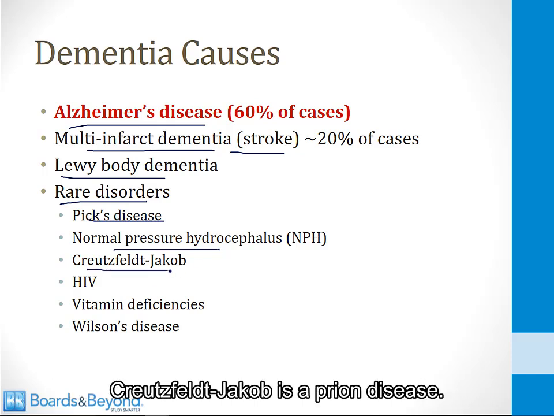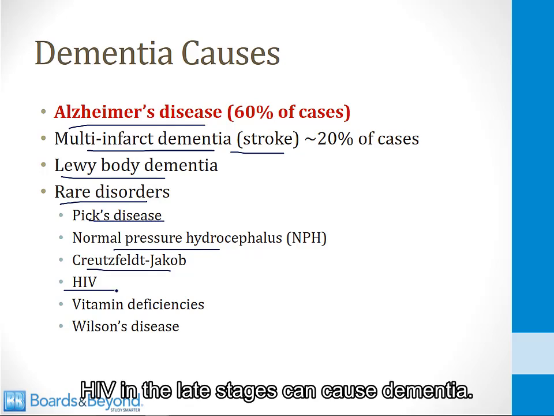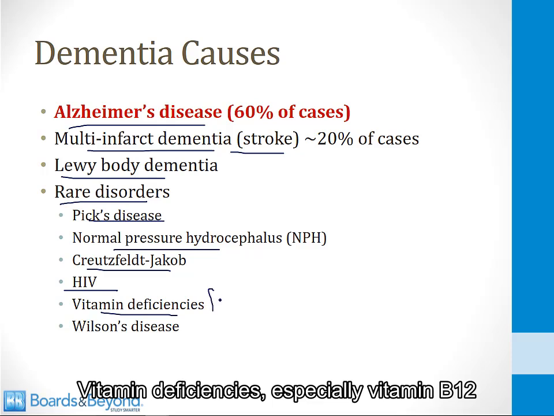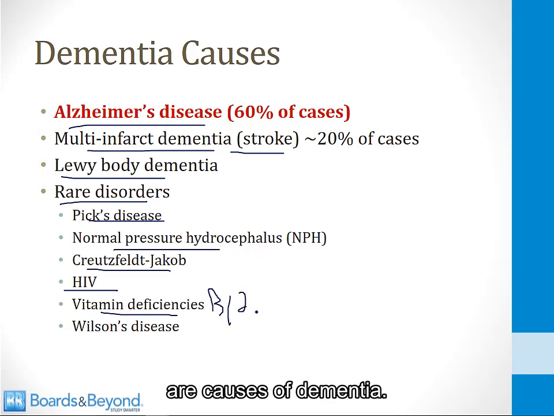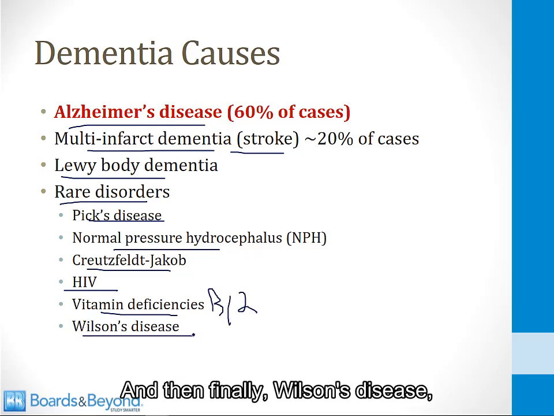Creutzfeldt-Jakob is a prion disease. HIV in the late stages can cause dementia. Vitamin deficiencies, especially vitamin B12, are causes of dementia. And then finally, Wilson's disease, which is a copper storage disease, also classically leads to dementia.